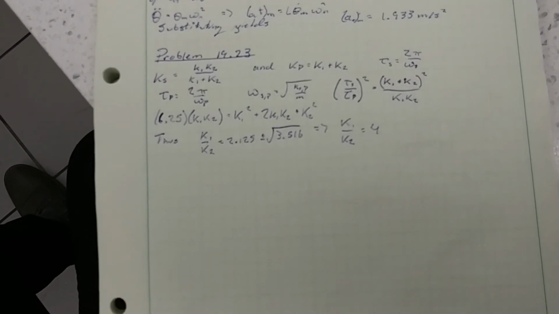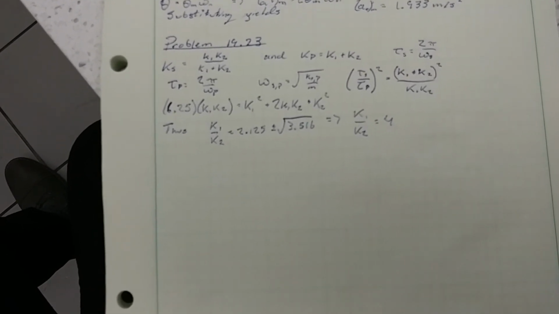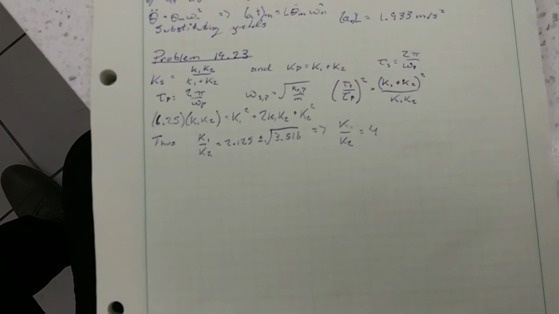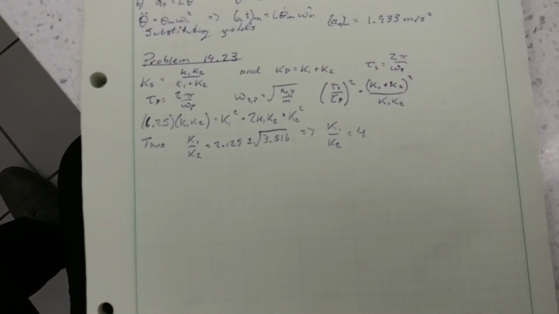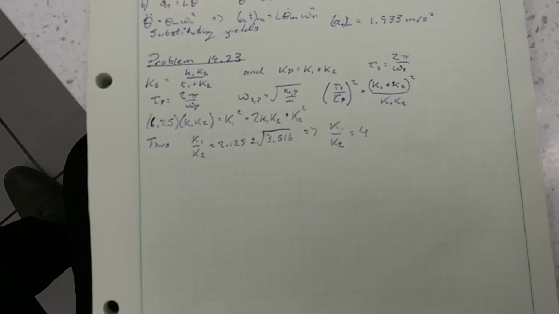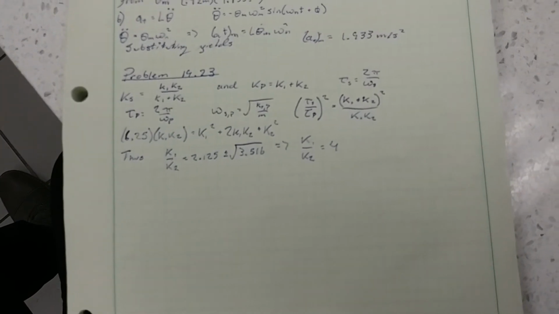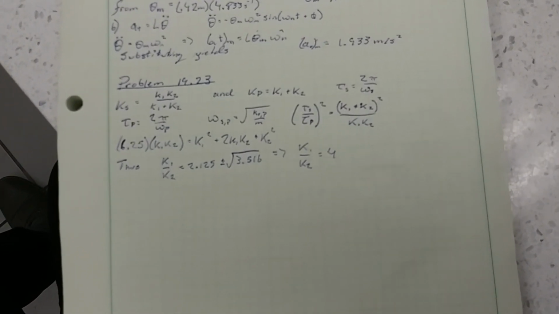And then we're going to take our equation for tau sub s over tau sub p, square that, and substitute in our values of k, and solve that for our k1 over k2, and substitute our 5 over 2 seconds there. And then just solve that down for k1 over k2, and that equals 4.